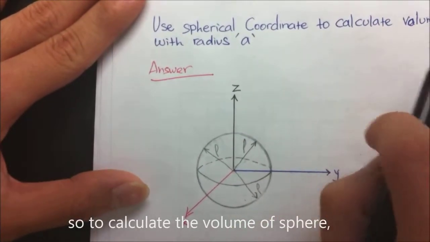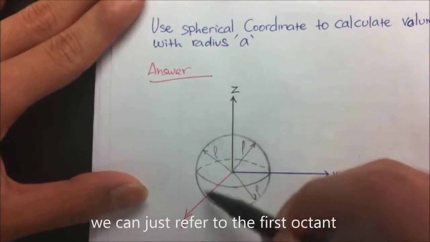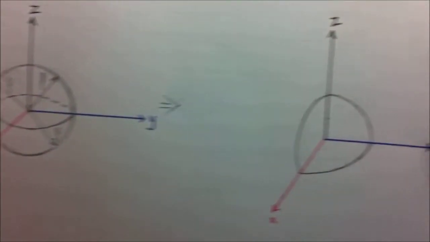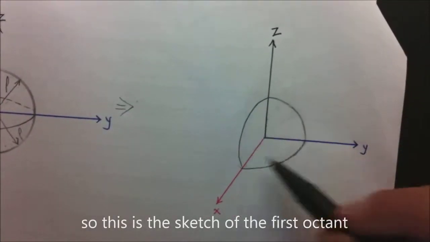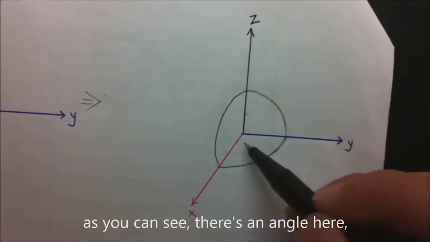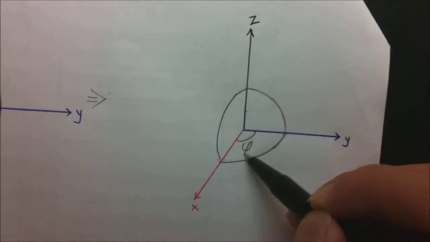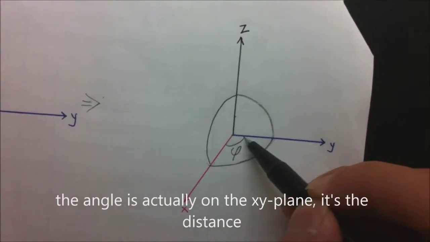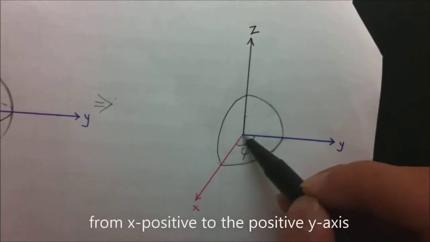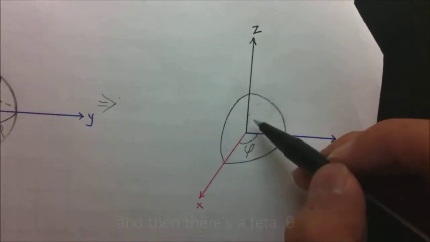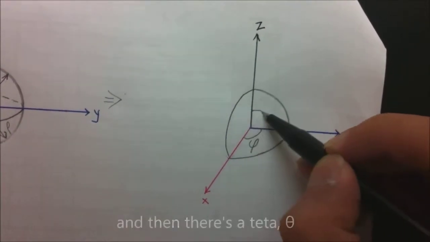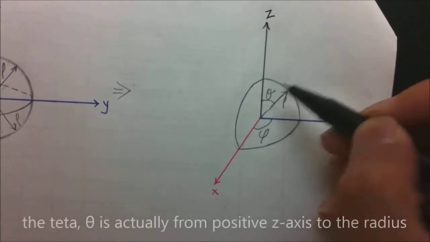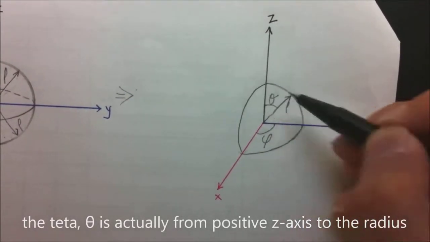So to calculate the volume of the sphere, we can just refer to the first octant. So this is the sketch of the first octant. As you can see, there's an angle here, phi. The angle is on the xy plane, the distance from the positive x to the positive y axis. And then there's theta. Theta is from the positive z axis to the radius.